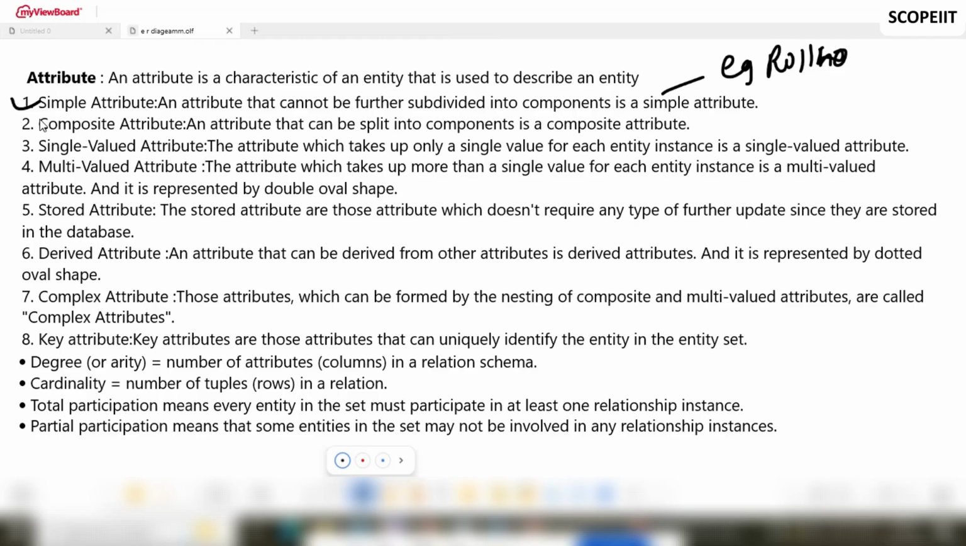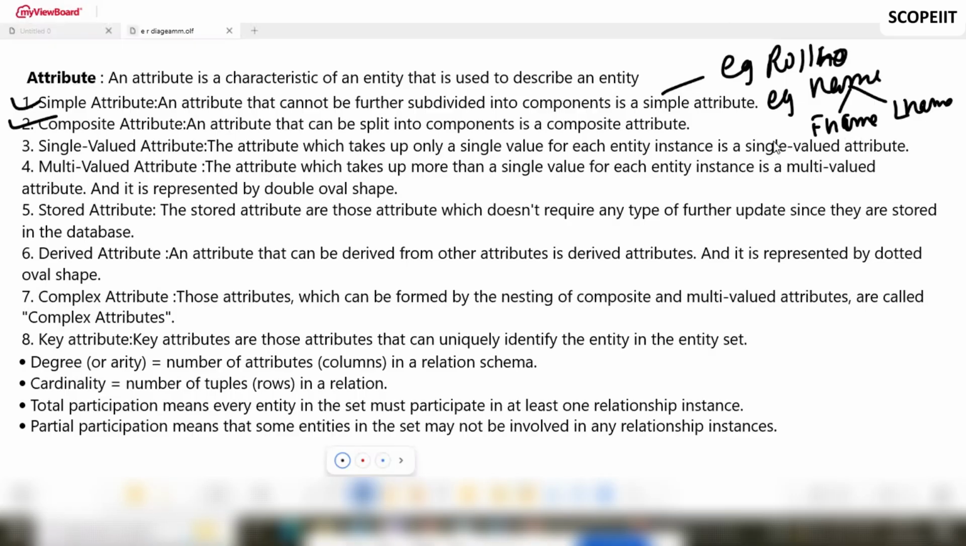Then what do you mean by composite attribute? A composite attribute means an attribute that can be split into components. That is known as a composite attribute. For example, name. Name can be divided as first name and last name.